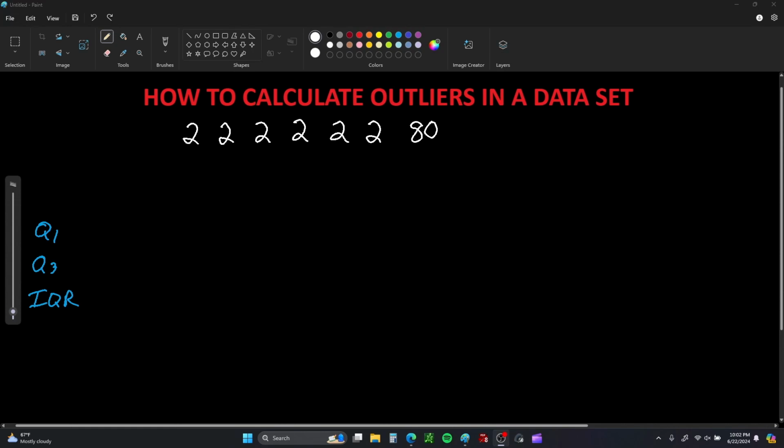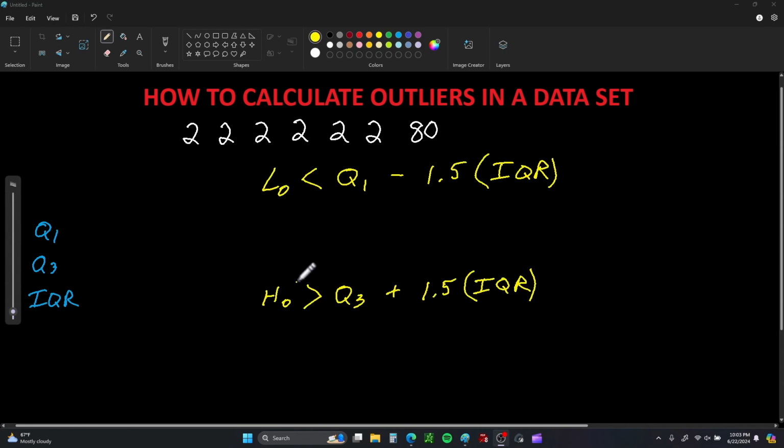In this example, we have a string of repeated digits followed by an 80, which is a very different number, and it's likely a high outlier, but we still want to test it. First thing we need to do is find Q1, Q3, and the IQR. Let's list the 2 formulas. So now we'll simply substitute our values.